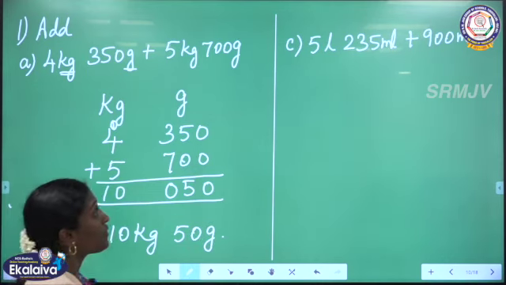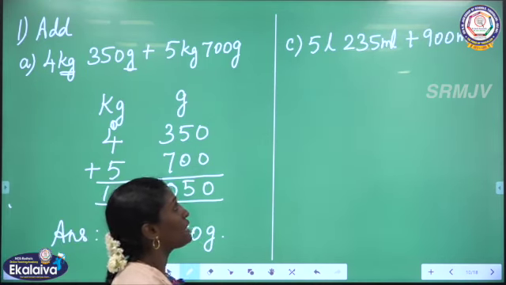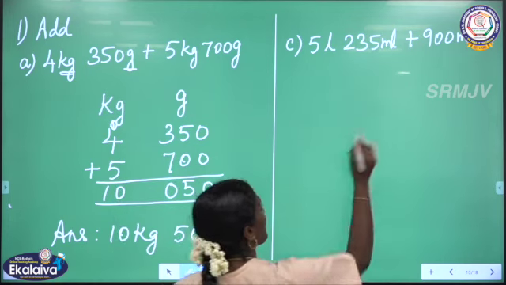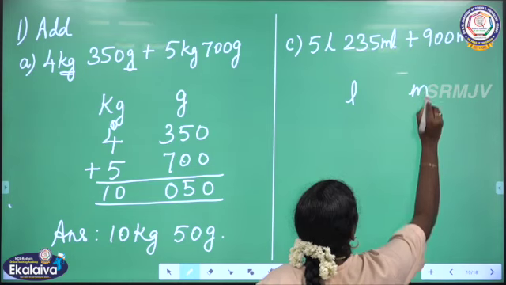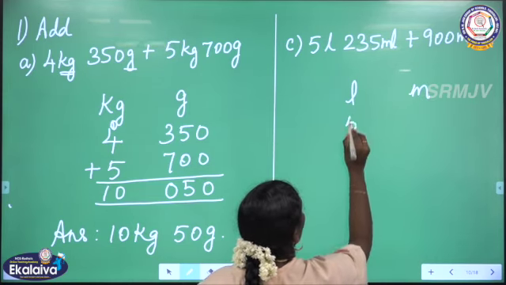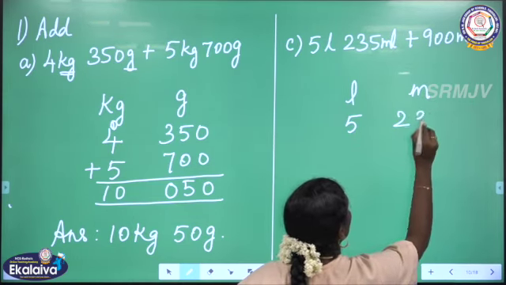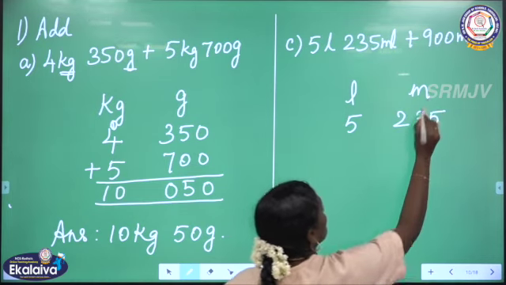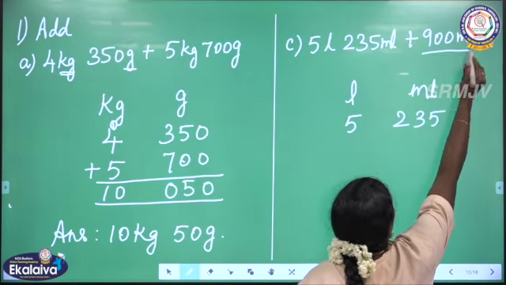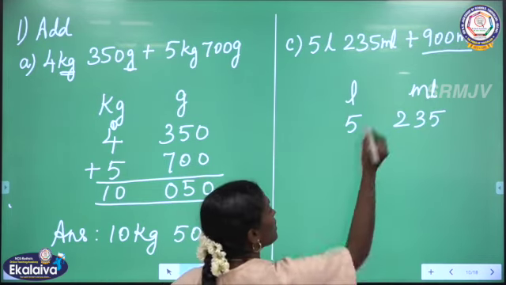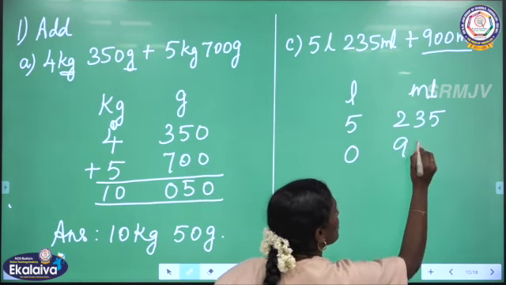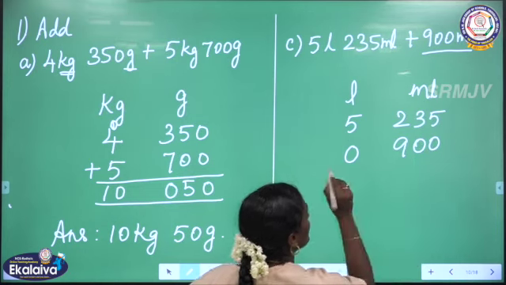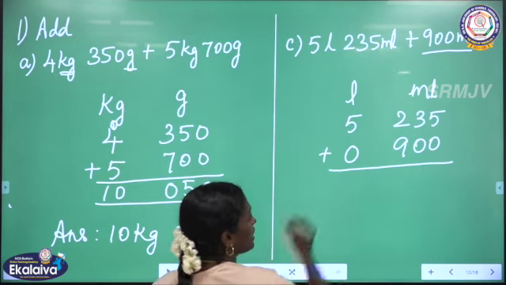Okay, the next one: 5 liter 235 milliliter plus 900 milliliter. First we have to arrange it as liter and milliliter. In the first one 5 liter and 235 milliliter. Here the second one, 900 milliliter alone is there. For liter we have to put 0, then we have to write 900 in milliliter. Now we have to do the addition.